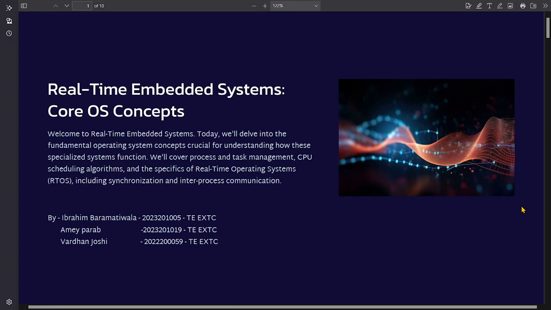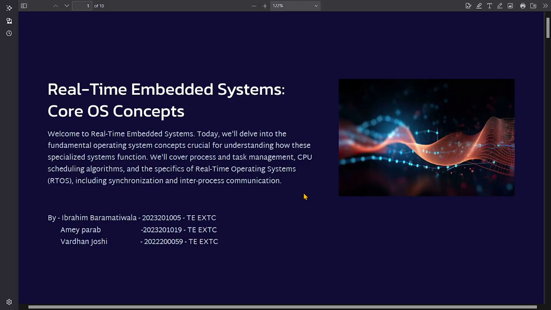Thank you. This is the end of our presentation. We hope it has been informational and that it will help you in understanding operating system concepts, real-time operating system concepts, and together with that, real-time embedded system concepts as well.